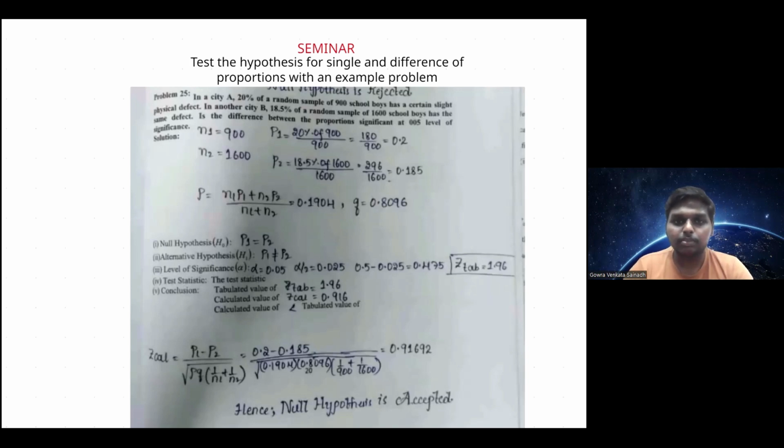So this is regarding the seminar on testing the hypothesis for single and difference of proportions with example problems. And we already discussed the differences between one-tailed test and two-tailed test.